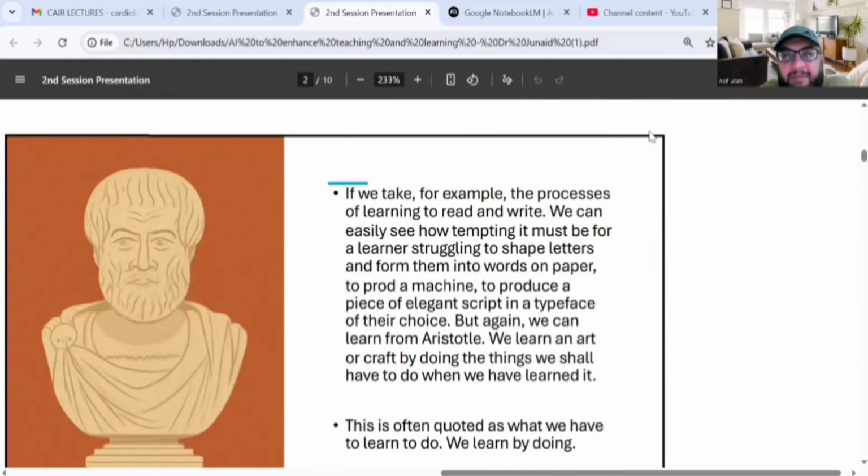If we take, for example, the process of learning to read and write, we can easily see how tempting it must be for a learner struggling to shape letters and form them into words on paper to prod a machine to produce a piece of elegant script in a typeface of their choice. But again, we can learn from Aristotle. We learn an art or craft by doing the things we shall have to do when we have learned it. This is often quoted as what we have to learn to do. We learn by doing.